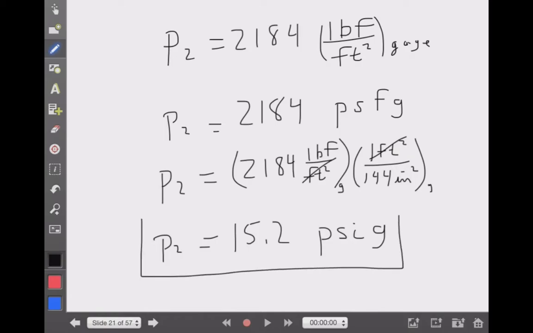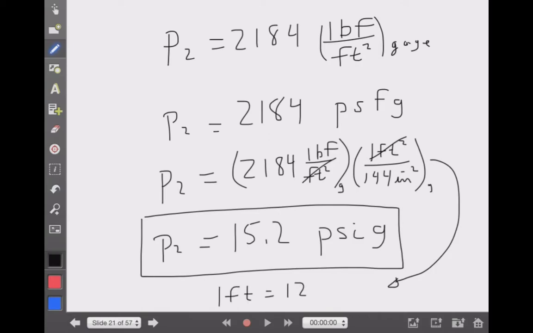And so this is it. Note that this conversion factor comes about because 1 foot equals 12 inches. And if you square both sides, you get 1 foot squared equals 144 inches squared.